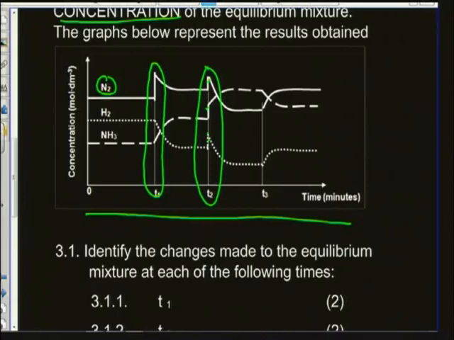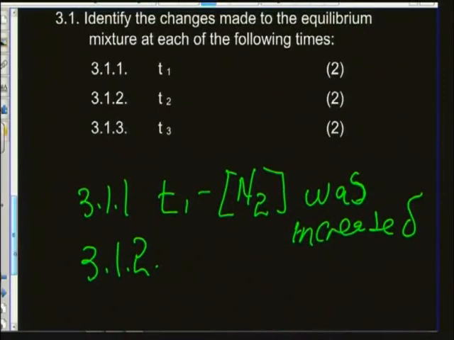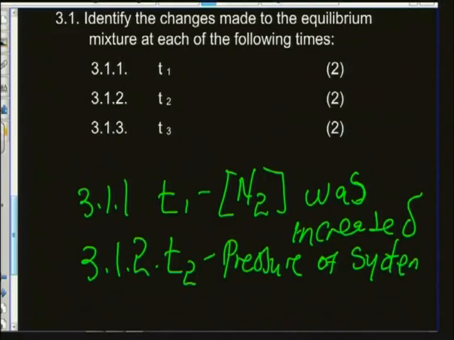In this case, it will be pressure. How so? Because the increase in concentration means that something was done to the volume. Here we have an increase in pressure. Remember, an increase in pressure decreases the volume, and that increases the concentration. The concentrations all increased, and it means that the pressure there was increased. In other words, at time T2, the pressure of the system was increased.